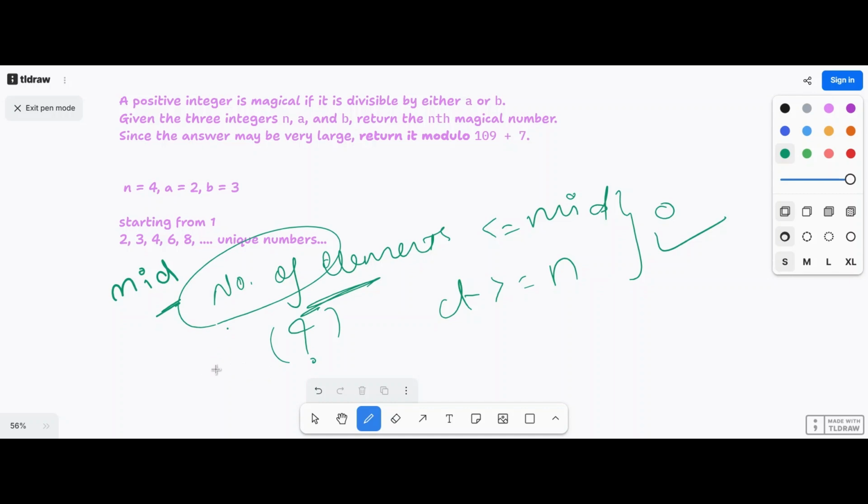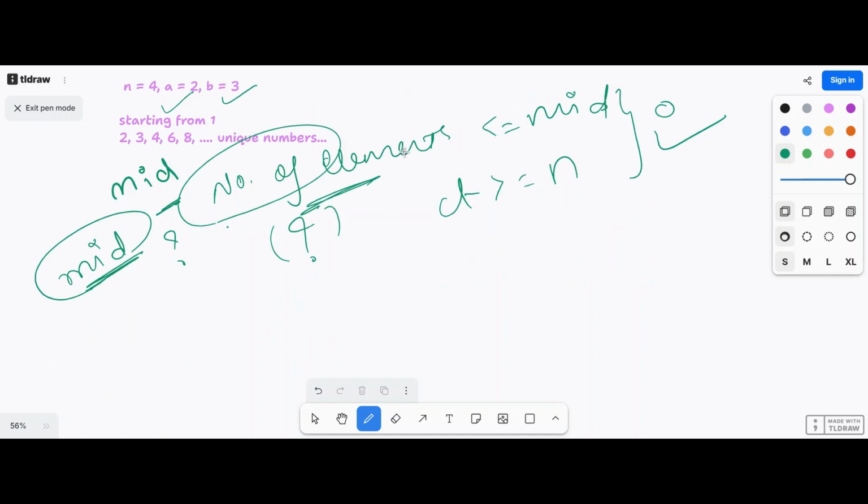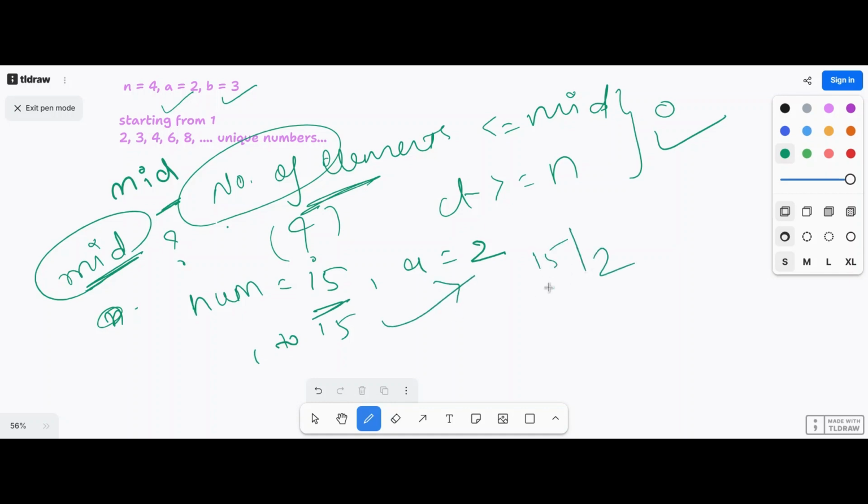So the question arises, how we will count the number of elements which are divisible by either a or b. So if mid is the number, what we need to find? We have to find the counts which are less than or equal to mid, but still divisible by either a or b. Just a simple question. Let's say some random number is 15 and your a is 2, how will you determine how many numbers from 1 to 15 are divisible by 2? 15 divided by 2 is what? 7. So there are 7 numbers from 1 to 15 which are divisible by 2. How will we know? 2, 4, 6, 8, 10, 12, 14. There are a total of 7 numbers.